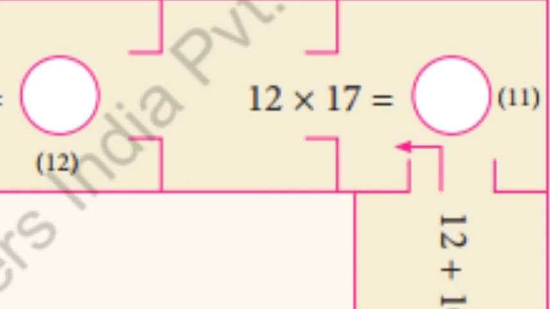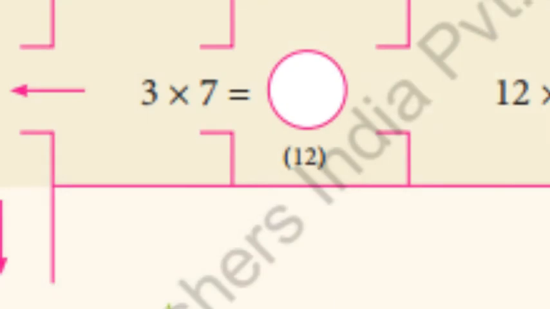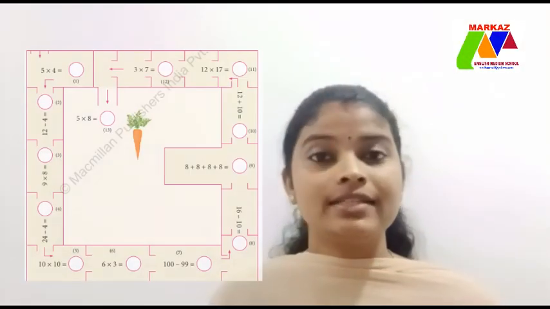Okay, children, now the 12th one, 3 into 7. Again, multiplication. So children, 3 into 7 is equal to 21. Okay. The last one, 5 into 8. Children, 5 into 8 is equal to 40. So children, finally we reached the destination. Okay. So children, this lesson is over.